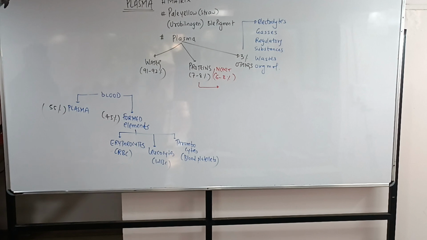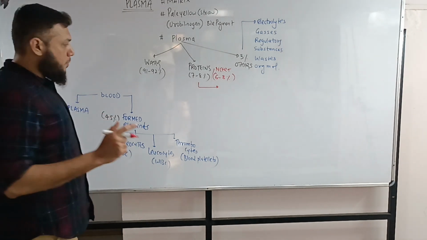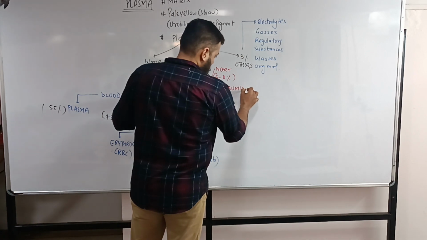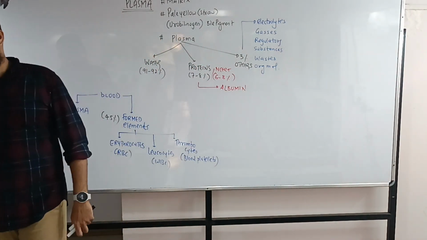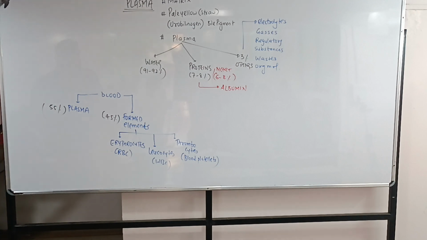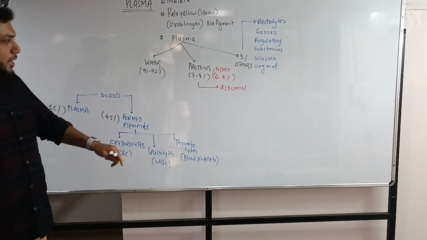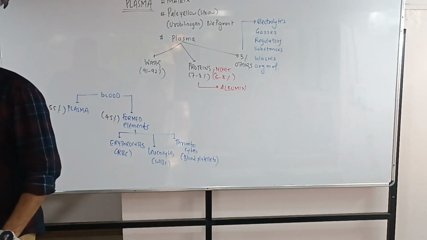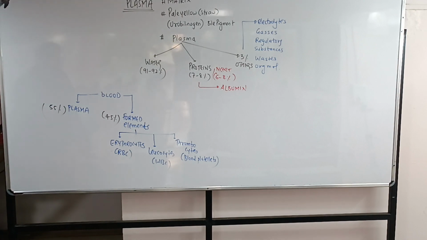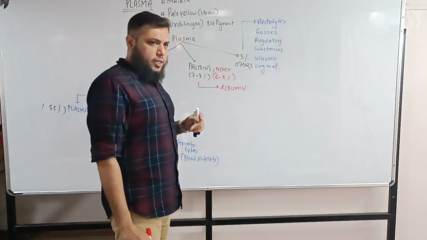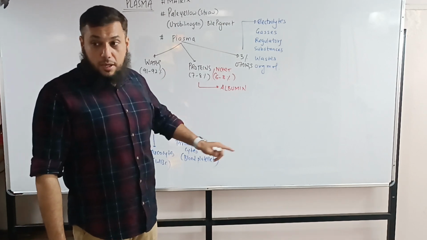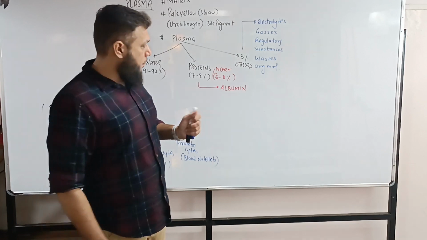Now, which proteins are these? The most abundant plasma protein is, was it? Albumin. Albumin. So which is the most abundant plasma protein? Albumin. The percentage is not there for you. It is around 54% of the proteins. Out of all the proteins, the maximum is 54%.